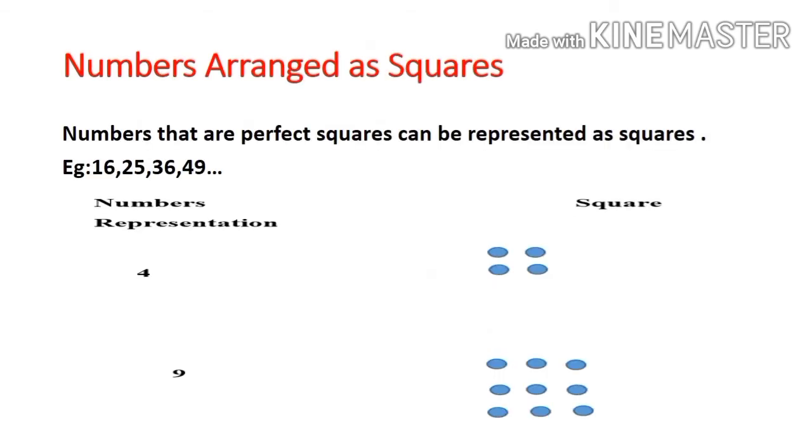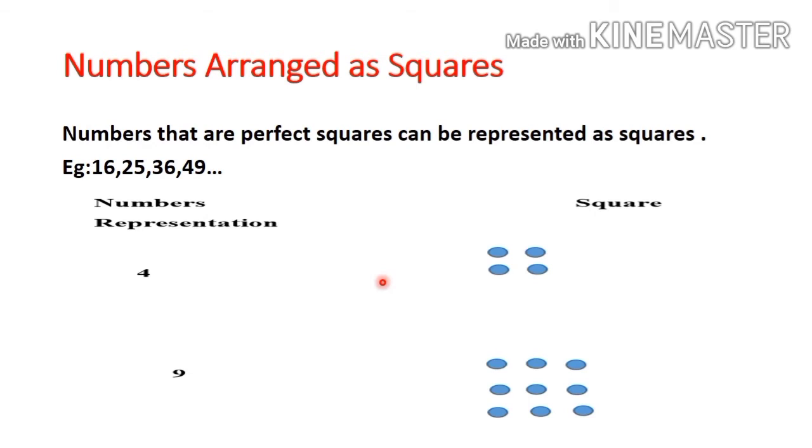So let's see numbers arranged as squares. Numbers that are perfect squares can be represented as squares. What are the numbers we can represent by using squares? An easy method to remember is perfect square. For example, 4 is a perfect square because 2 squared, 2 into 2, is 4. Then 9 also we can represent by using a square. Why? 3 into 3 is 9. 4 into 4 is 16. 5 into 5 is 25. So these are perfect squares like 4, 9, 25, 16, 36, 49. The numbers go on like this.